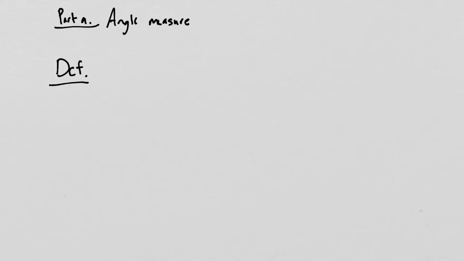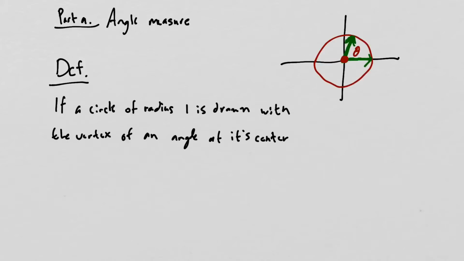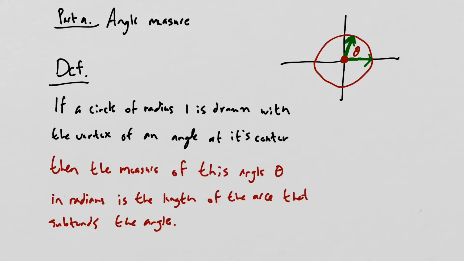If a circle of radius 1 is drawn with the vertex of an angle at its center, then the measure of this angle in radians is the length of the arc that subtends the angle. Let me note that the circumference of a circle of radius 1 is 2 pi, and a complete revolution has a measure of 2 pi. The most common measures of radians then is going to be 2 pi divided by some number.